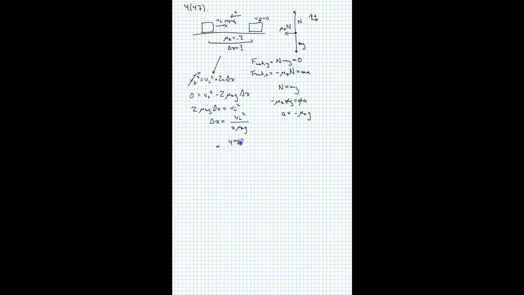And we have 4 meters per second, squared, over 2 times 0.2 for the friction coefficient, which has no units, times 10, and I'm going to use meters per second squared units here because it'll help me cancel more easily. So in the top I have meters squared per second squared. In the bottom I have meters per second squared. So the second squareds cancel, and one of the meters. And so the units on my answer are meters, which is good because that's what I expected them to be. And what we get out of that whole rigmarole is 4 meters is how far the box slides.